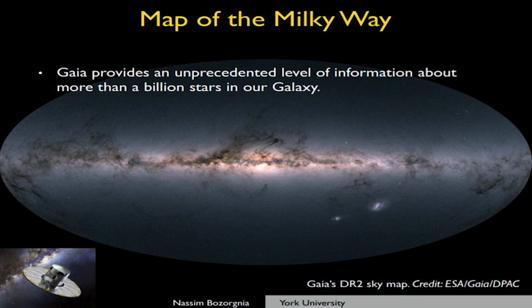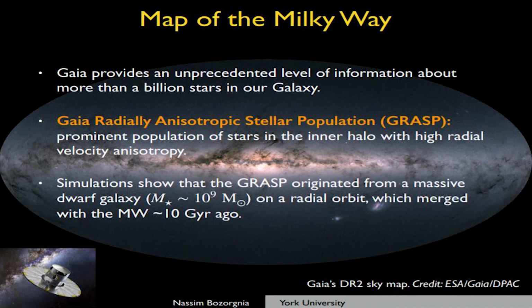So we specifically looked at this structure, which was originally called the Gaia sausage, which we didn't like that much. So we are calling it GRASP, Gaia radially anisotropic stellar population. It's a prominent population of stars in the inner halo, and these stars have really high radial velocity anisotropy. So they're on really high radial orbits with high anisotropy.